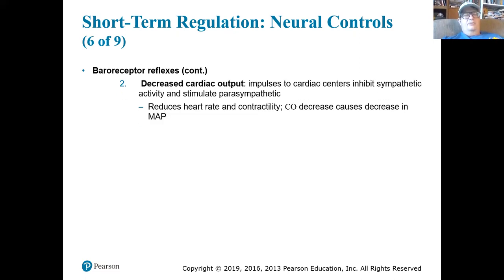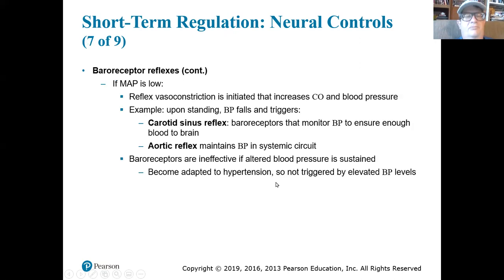All right, baroreceptor reflexes. We have decreased cardiac output. So if we have less blood coming out of the heart, we're going to send signals to inhibit sympathetic activity, stimulate parasympathetic activity that will reduce the heart's contractility, the heart's rate, and cardiac output goes down. Sorry, I should have said these things happen, which causes the decreased cardiac output. All right, moving on.